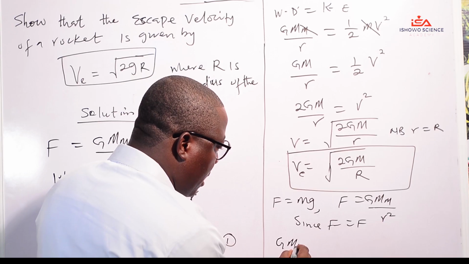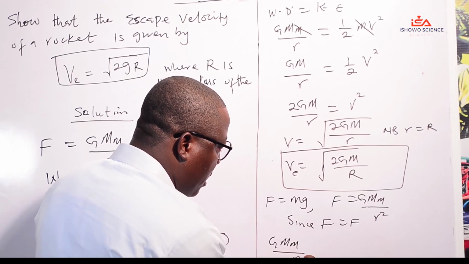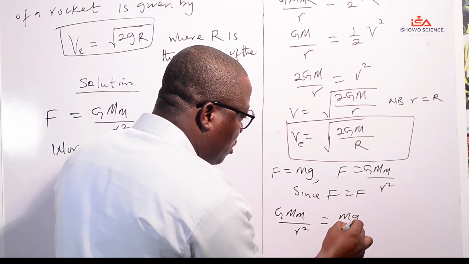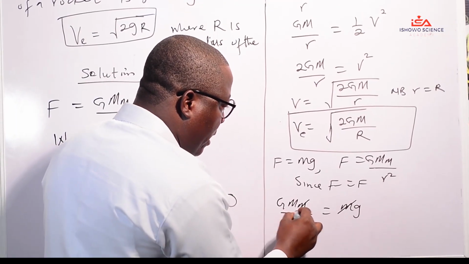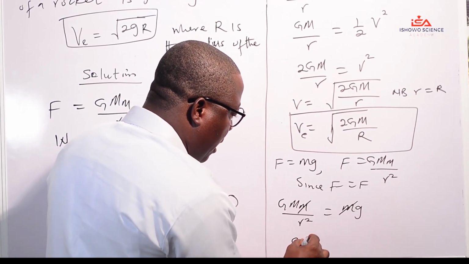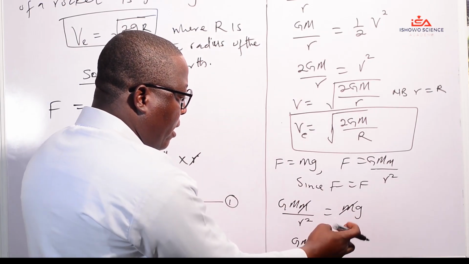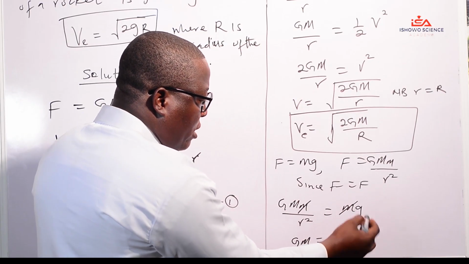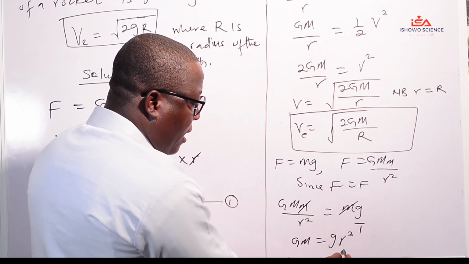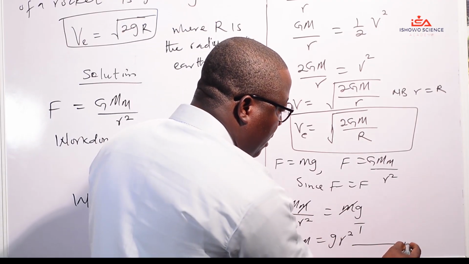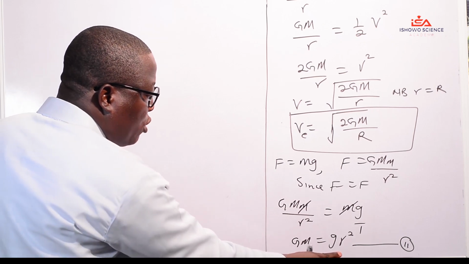GMm over r squared equals mg, where one m can cancel, and we can have GM equals gr squared. GM is equal to gR squared. When we cross multiply, this is like g over 1, g will multiply r squared. Take this as equation 2. So GM equals gR squared.